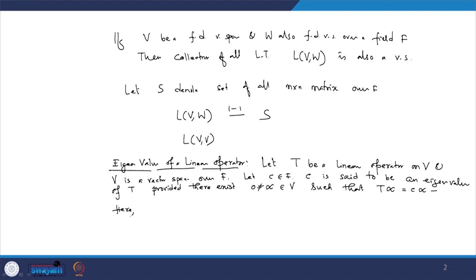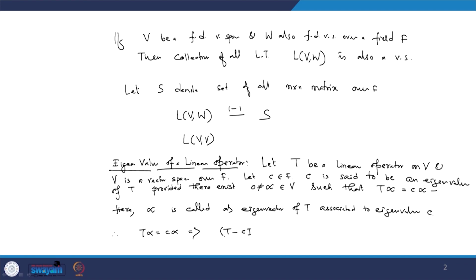Here alpha is called an eigenvector of T associated to the eigenvalue C. So, T alpha equals C alpha implies (T minus C times the identity operator on V) operating on alpha equals 0. T is a linear operator on V and I is also a linear operator on V. So, T minus CI is also a linear operator on V.